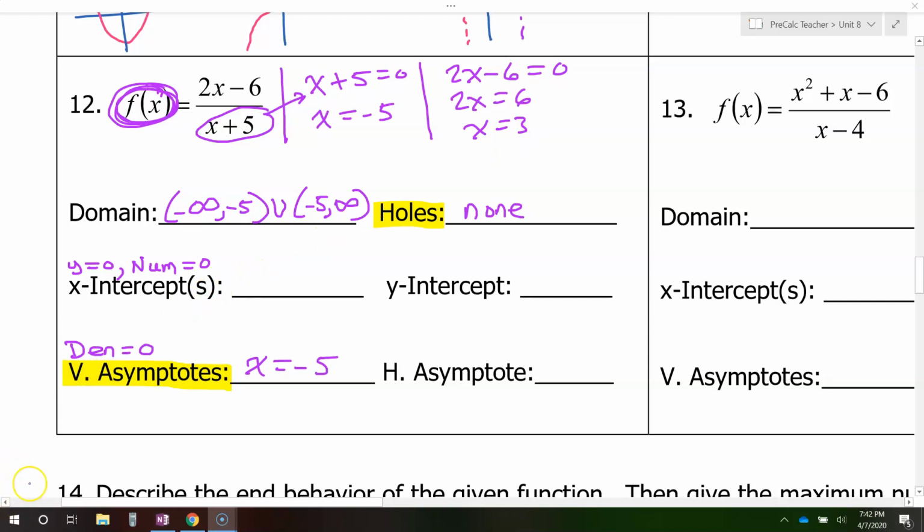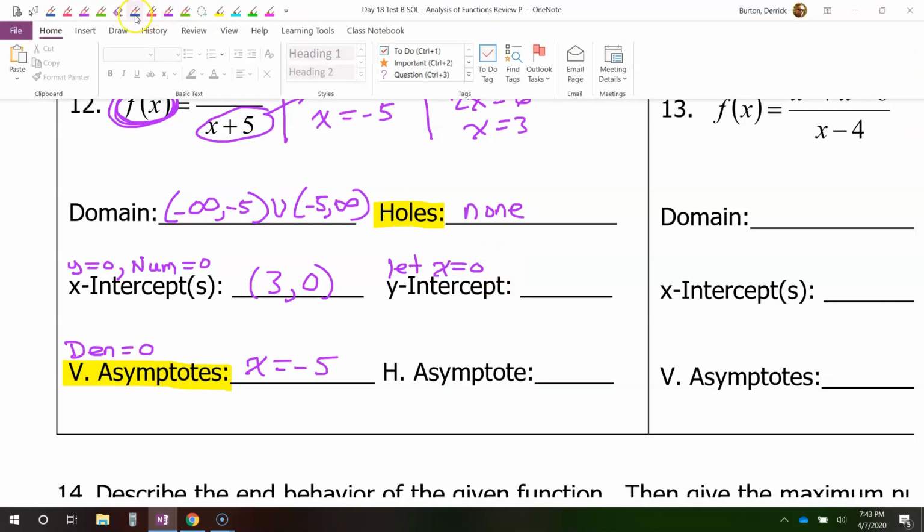Remember, for the x-intercept, I let y equal 0. So I'm going to have something, comma, 0. And the x turned out to be 3. Please put 3, comma, 0. Don't just put 3. An intercept is an ordered pair. If I want the y-intercept, I'm going to let x equal 0.